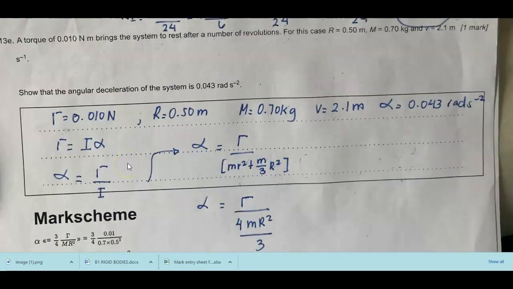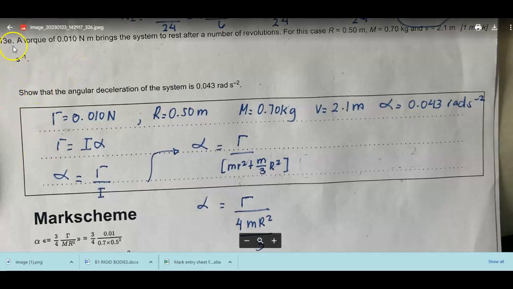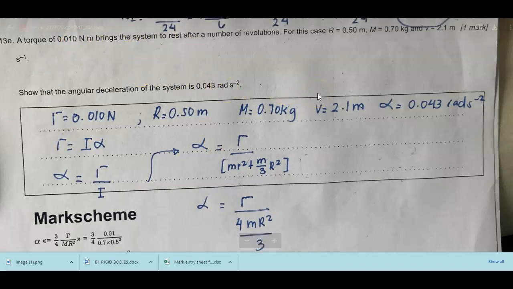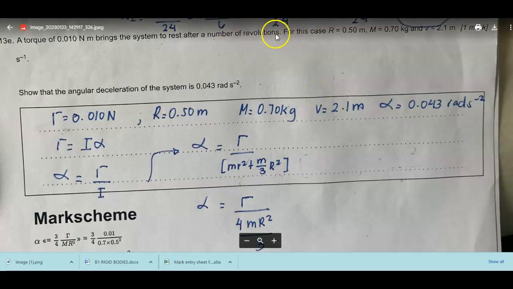Alright, to continue, we go to the next problem. It says here, what if we have a torque of 0.010 Newton meter, which brings the entire system to rest after colliding, after a number of revolutions. So these are the conditions. We have R, M, and V values.